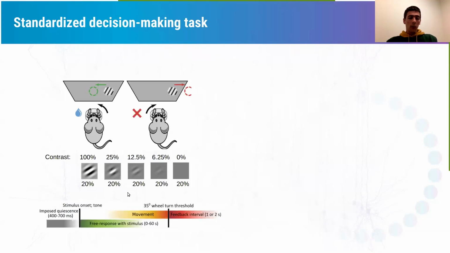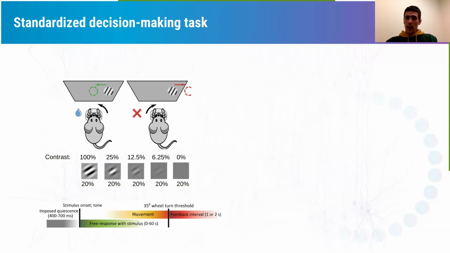The general structure of one of these trials is that we impose a quiescence period on the mouse. So the mouse needs to not move the wheel for 400 to 700 milliseconds, and this just ensures that the mouse is ready and it's not moving the wheel around and paying attention to something else. There's then the stimulus onset. The stimulus appears on the screen and there's a tone. And then the mouse has 60 seconds to make its decision with this wheel. And then there is a feedback period, again, where there's either a reward or a punishment that is delivered.